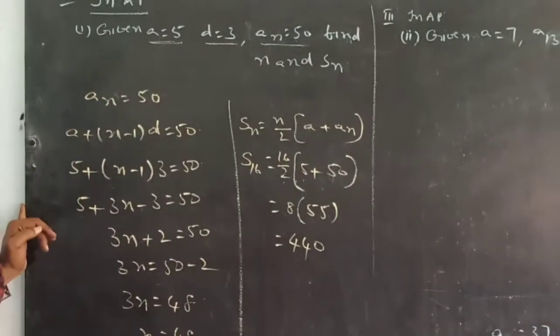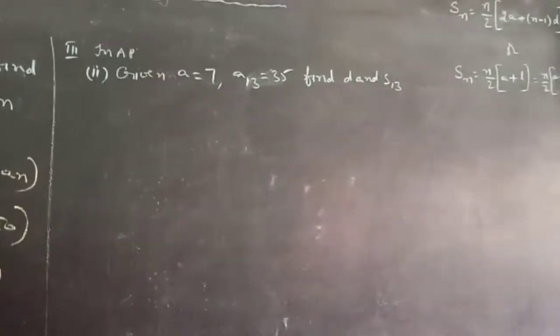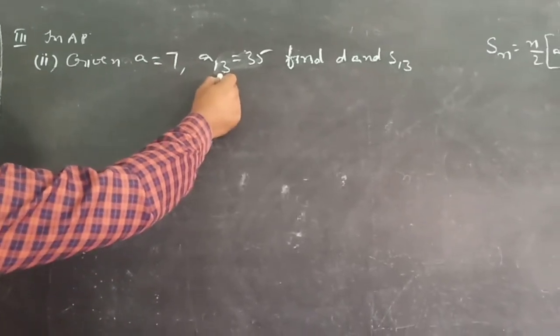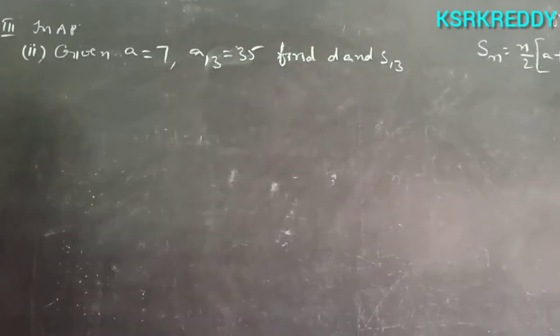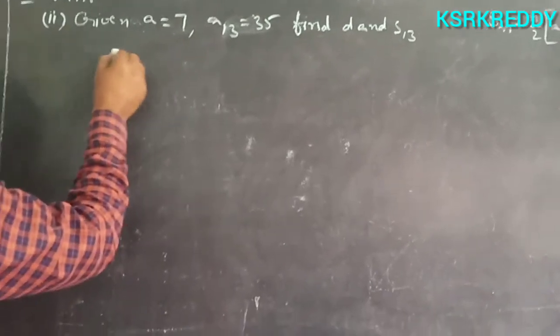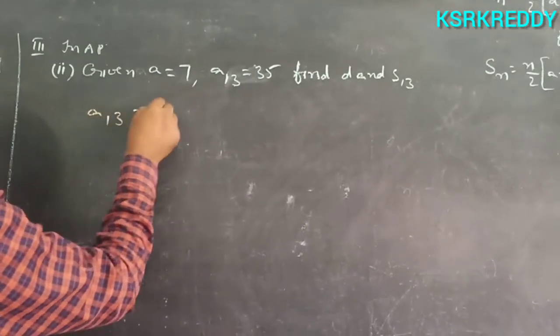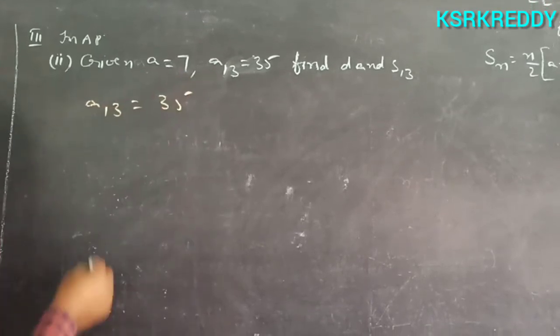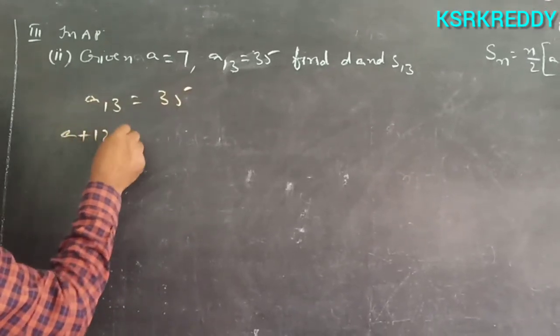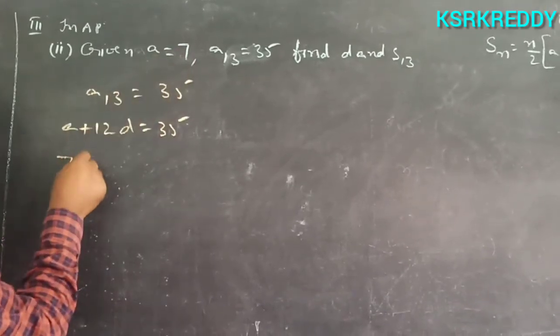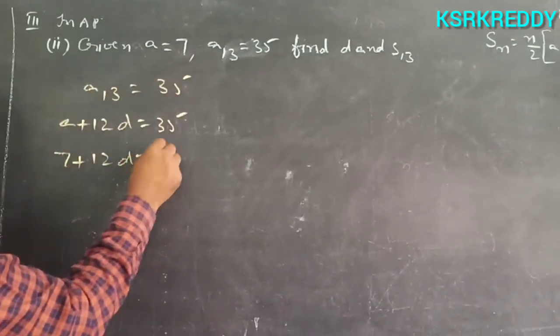Same model: given A equal to 7, A3 equal to 35, A13 equal to 35. Find D and S. So A13 is equal to 35. What is the A13 formula? A plus 12D is equal to 35. A value 7, plus 12D is equal to 35.